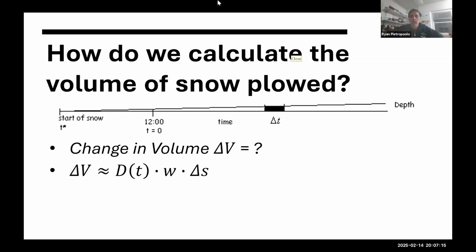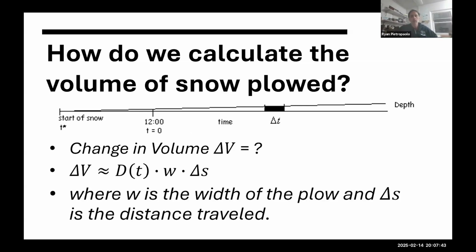Right. So if we're looking at the change in S, that change in distance, that will eventually be our speed of the truck, if you will. We'll get to that piece in a second. Good, nice observation. Because we don't really have a differential equation yet. Okay, I think we can keep going. So again, W is the width of the plow, and change in S is the distance traveled, as I mentioned.